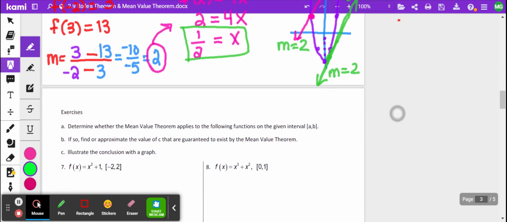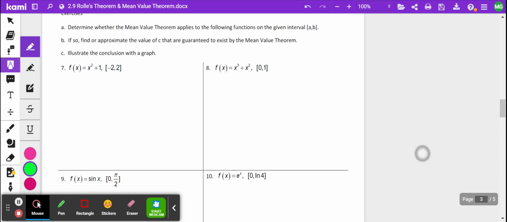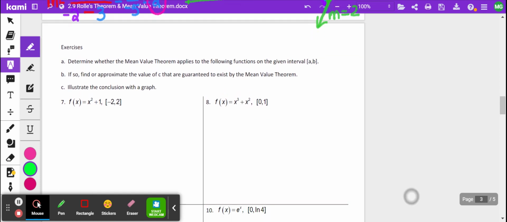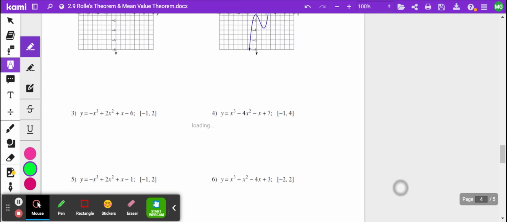So let's go ahead and look at another example or two, and then of course you'll be on your own because you'll be able to do this. So on the next page, oops, I think that's not the page I wanted.